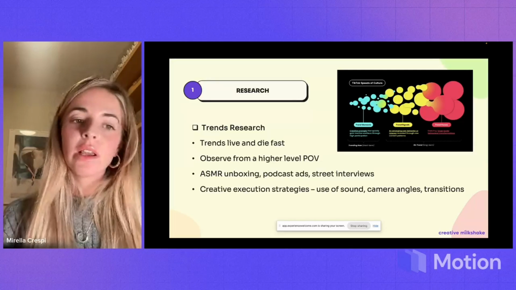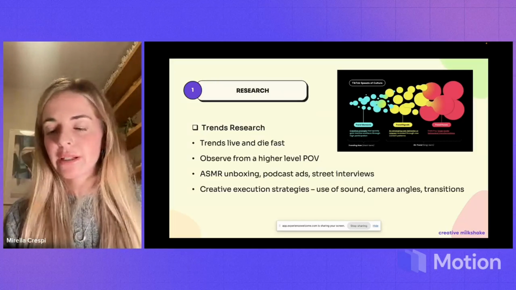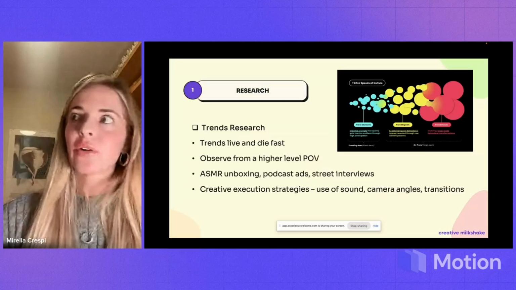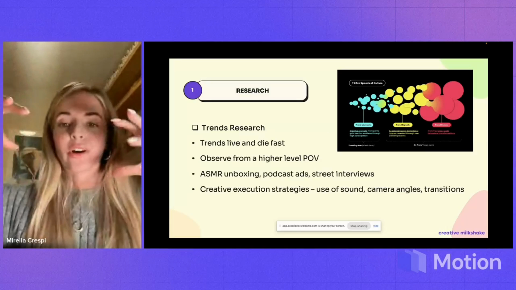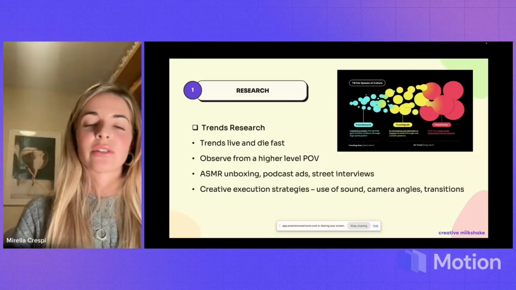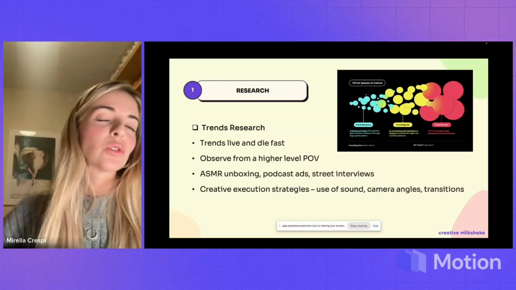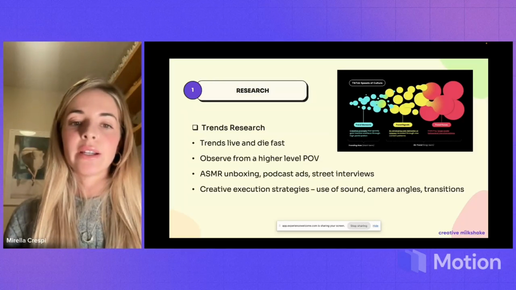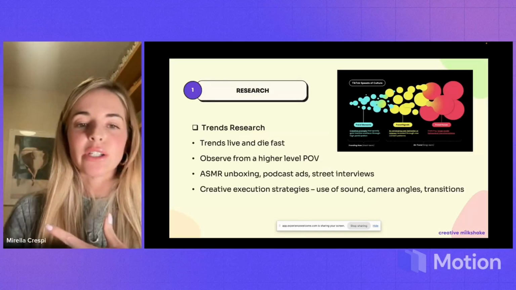But for us, the biggest learning is from a creative execution perspective. So, how are they using sound? What are the different camera angles? Recently, there was a trend where you put your phone on the ceiling and you shoot content from that kind of angle. What are the fun transitions that creators are experimenting with? There's so much that you can learn from super creative creators on TikTok and Reels and YouTube to help you execute creative that feels fresh and native.